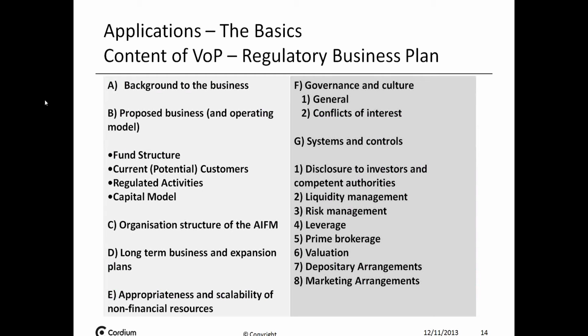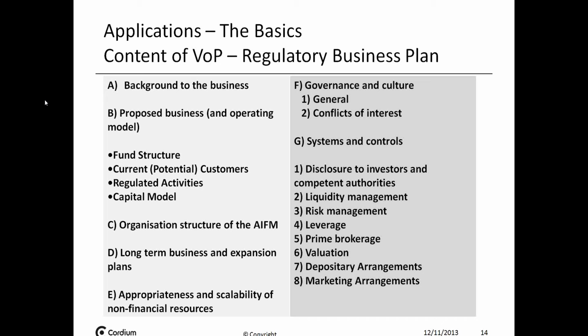So, moving on to the general content of the VOP and the regulatory business plan part of it. We just thought we'd highlight some of the areas that we're going to go through here. In particular, the content needs to contain a background to the business, which is a clear summary of the issues covered in the whole of the business plan. The general purpose is to demonstrate that the permissions sought are appropriate for the business, and that the firm is prepared, on a quick view, to satisfy the regulations. It talks about your current status, your activities, and a brief history of the business.